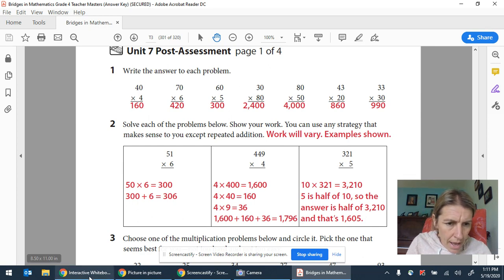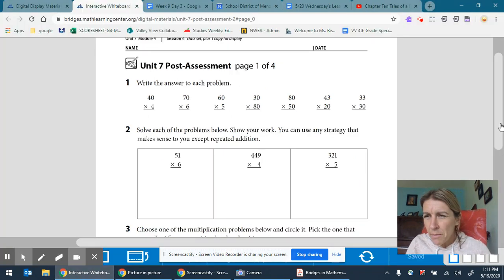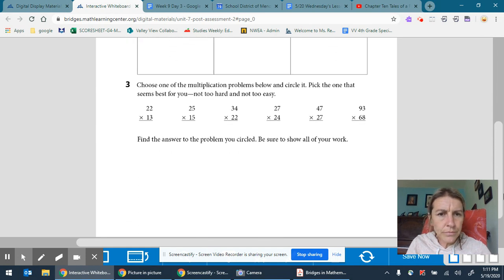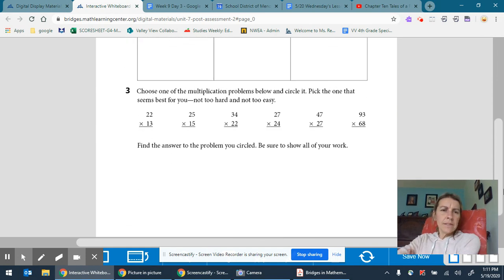All right, let's go look at number 3 and 4. Well, it looks like number 3 is the last one on this page. So before we go to the next page, try number 3. It says choose one of the multiplication problems below and circle it. Pick the one that seems best for you, not too hard, not too easy. Choose one that isn't so hard that most likely you're not going to get it correct, but not one you're super comfortable with either, one that gives you a push. Solve it, and then come back to the video. So pause.